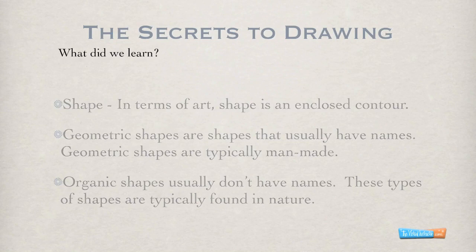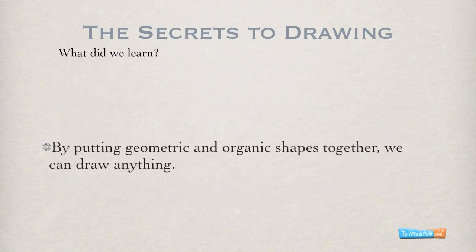The most important lesson is that by putting geometric and organic shapes together, we truly can draw anything that we want to. We have to look at the object and find those shapes and then put those shapes together. This is the end of the shape video. In the next video, we're going to take a look at its cousin, the element form.